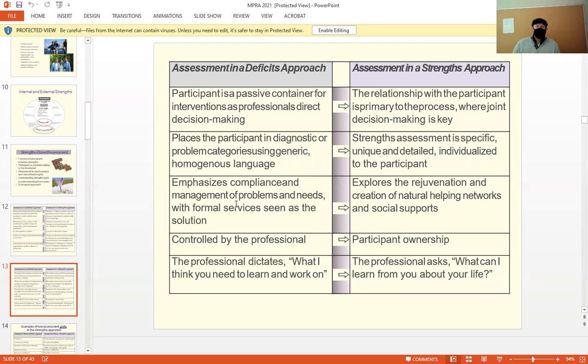In the deficits approach, it's totally controlled by the professional. In the strengths approach, we give the participant a great deal of ownership. We add our expertise. We tell them why we think we should do this. And sometimes we may have to finesse them a little bit to talk them into something that we know is best for them. But if you make them feel like it's their idea, they're going to believe you. They're going to go along with it.